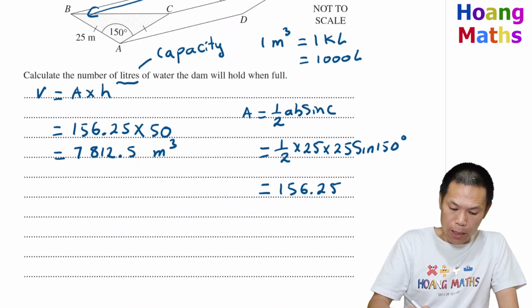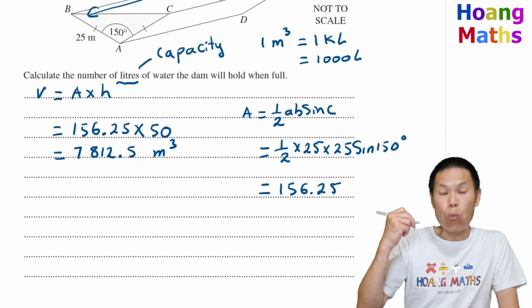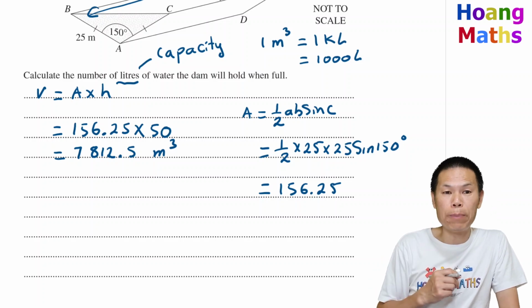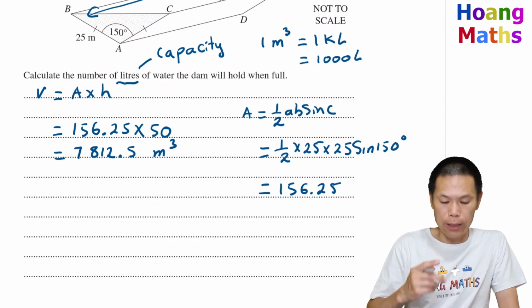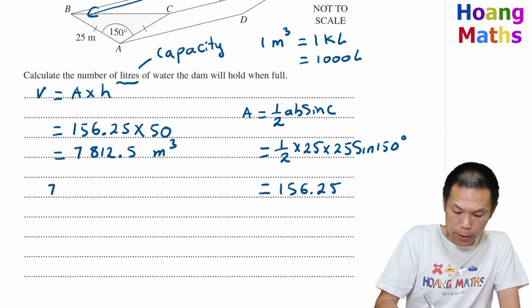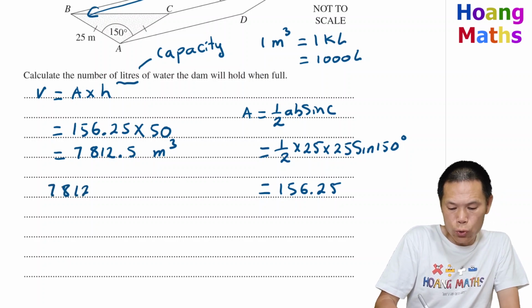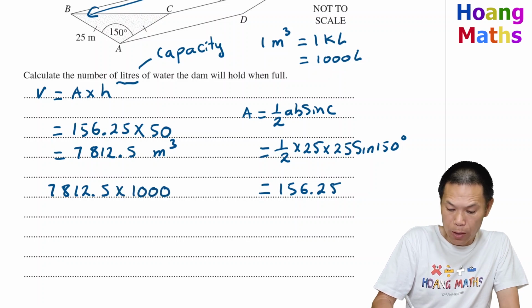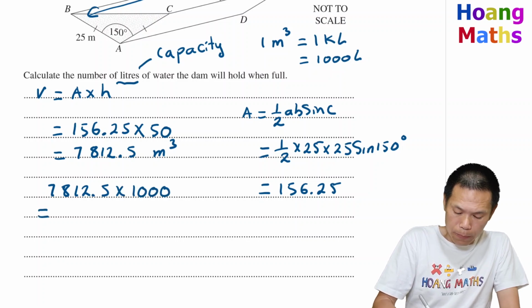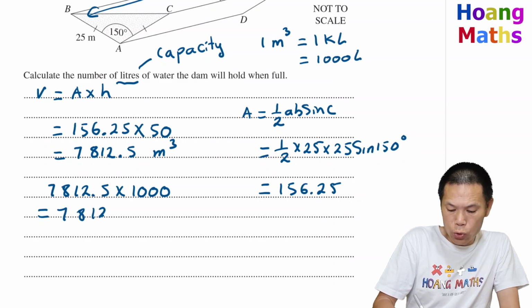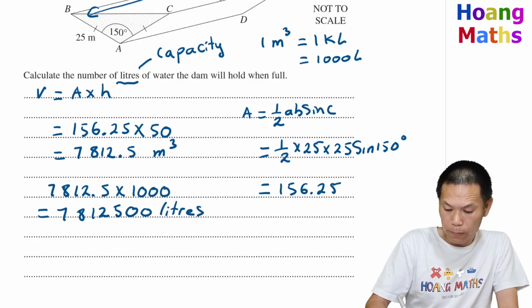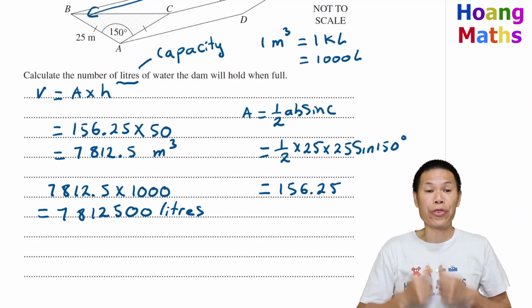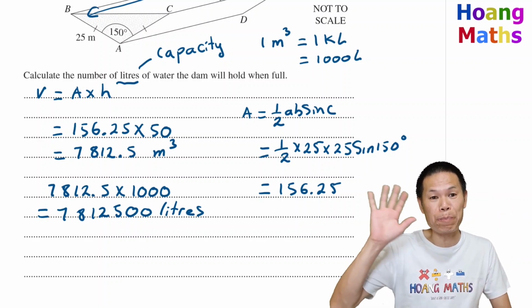So we just need to multiply by 1,000, because 1 cubic meter is 1,000 liters. Therefore 7,812.5 times 1,000 is 7,812,500. That is in liters. So there you go.